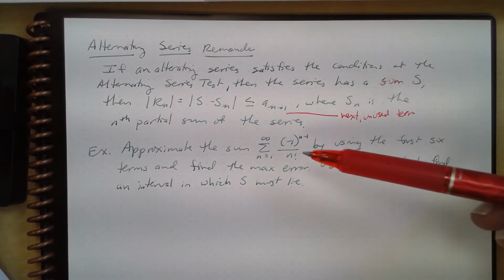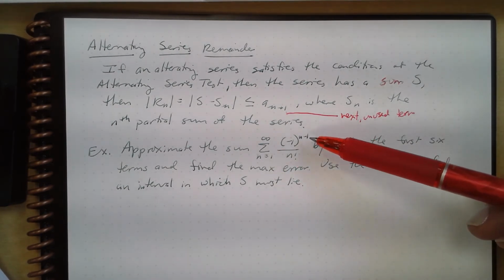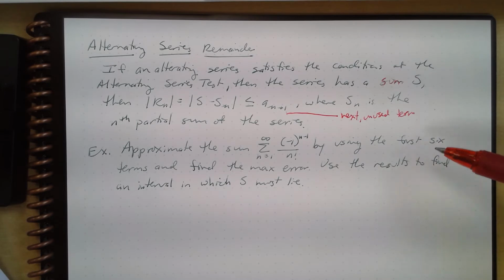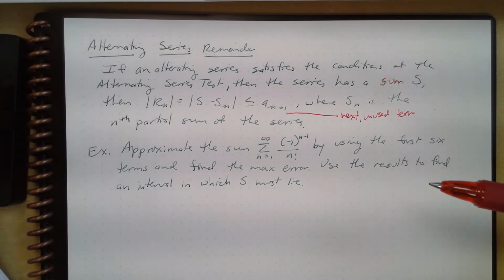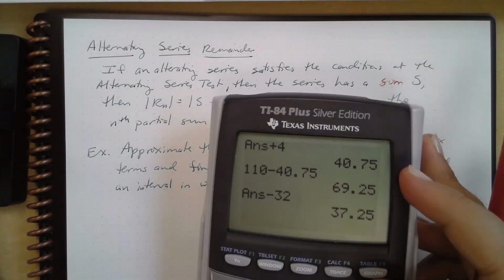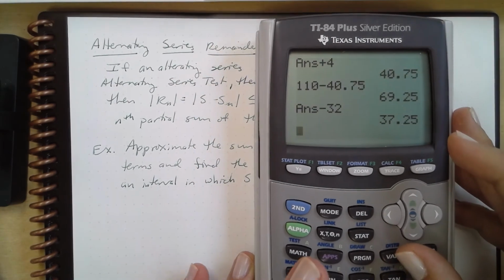Okay, so let's actually do this. Approximate the sum from 1 to infinity of negative 1 to the n minus 1 over n factorial by using the first 6 terms and find the maximum error. Use the results to find an interval in which s must lie. Okay, let's actually do this on our calculator.